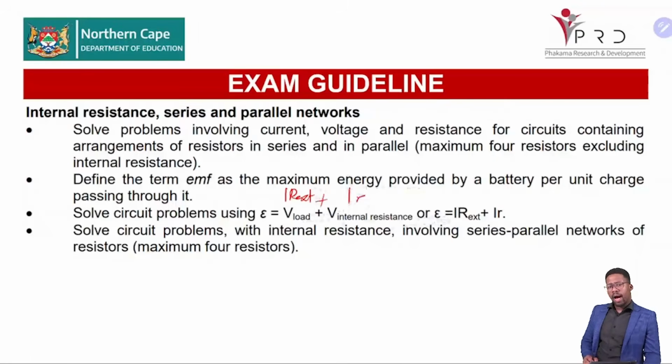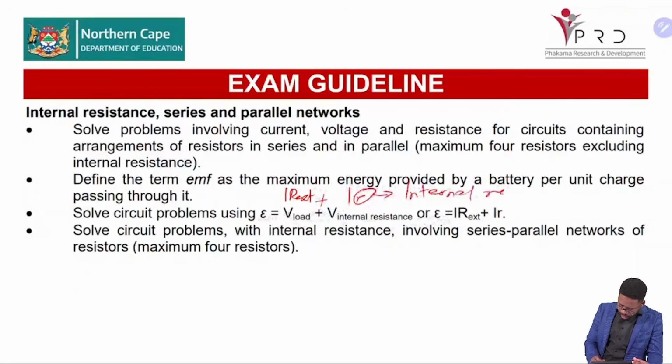And you'll be required to solve problems using the formula E is equal to V load plus V internal, with internal resistance. This small r speaks to the internal resistance. And what is the internal resistance? Internal resistance is the resistance found within a battery. Or we can say EMF is equal to I R plus I r. So that's another method that we can use.